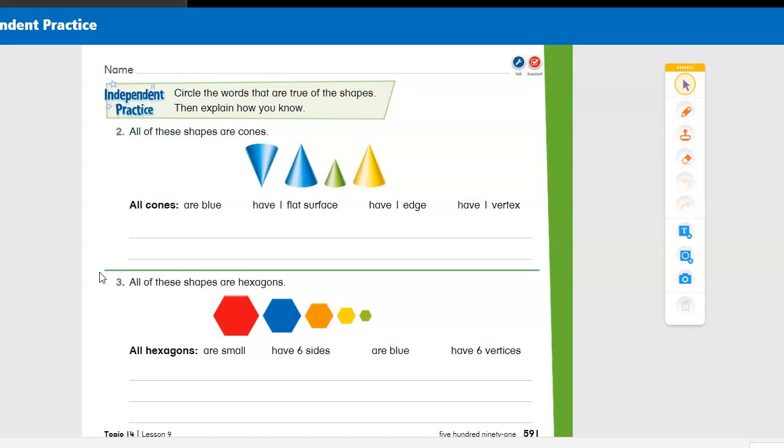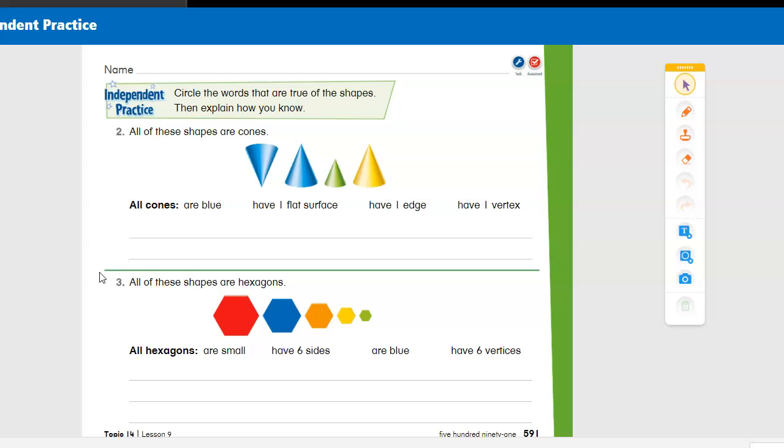Our next workbook page, which is just on the other side, is 591. This is independent practice, so as always, you will be answering these questions by yourself, but Mrs. Collier is going to help you read and understand the question. So let's look at the directions for independent practice. It says, circle the words that are true of the shapes, then explain how you know. So this is just what we've been doing so far in our lesson, except now it wants you to explain.